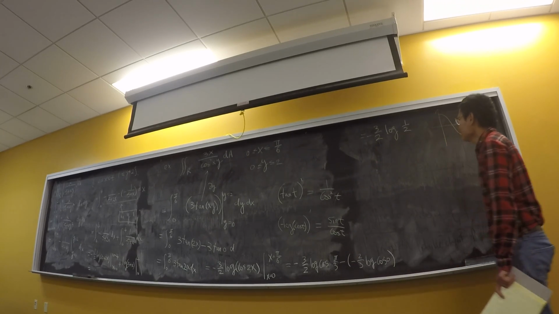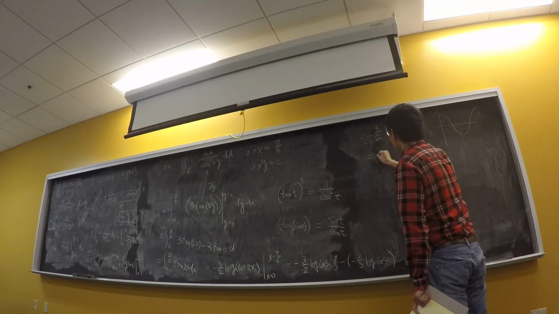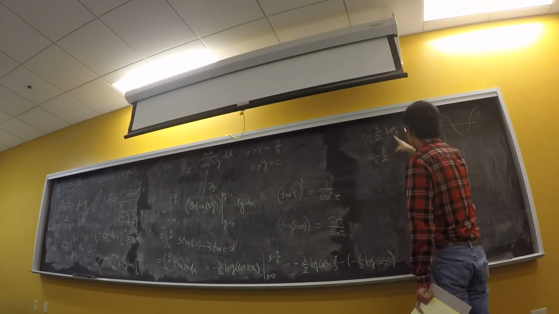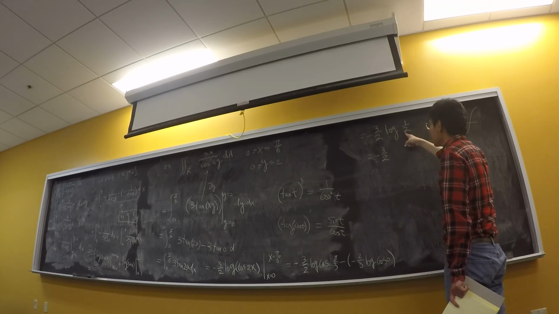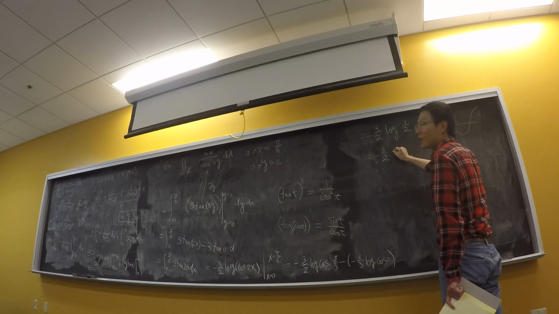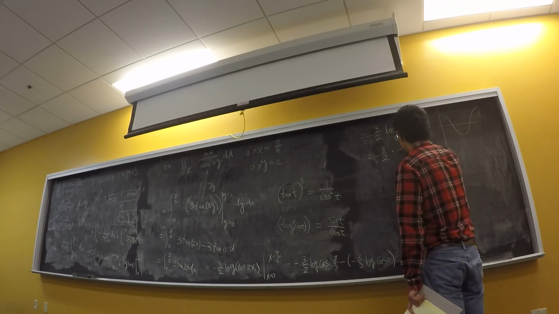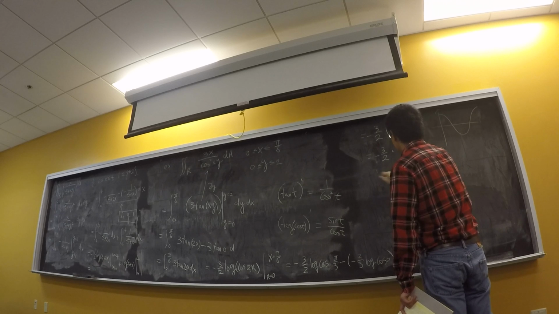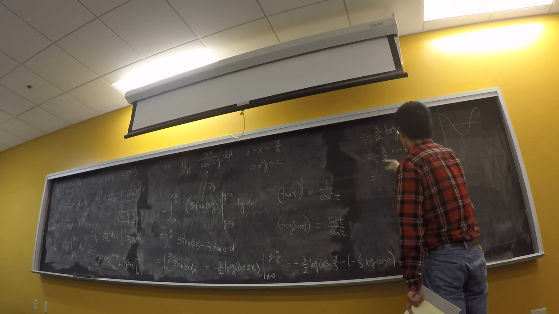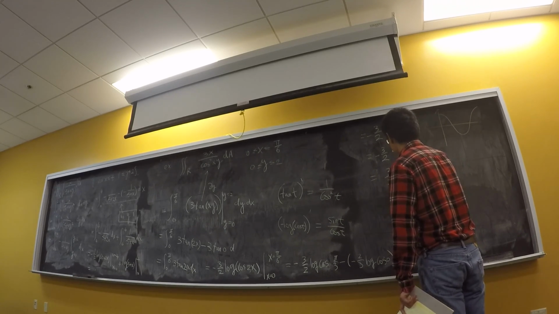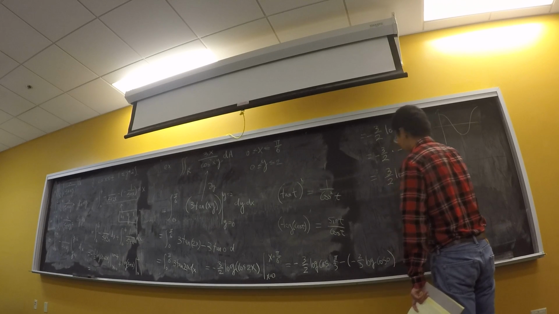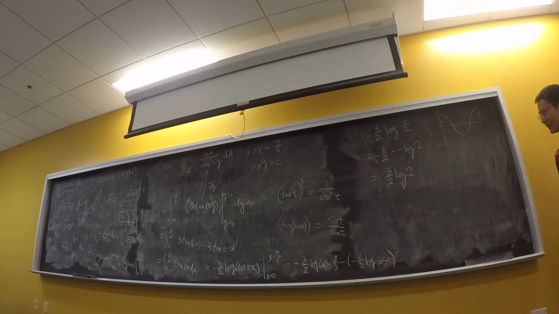Am I right? So now I have minus 3 divided by 2. Log of 1 divided by 2 is just minus log 2, right? So multiply by minus log 2. So I'm having 3 divided by 2 log 2. Okay? So that's the final answer we have.